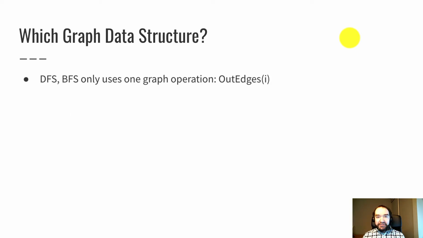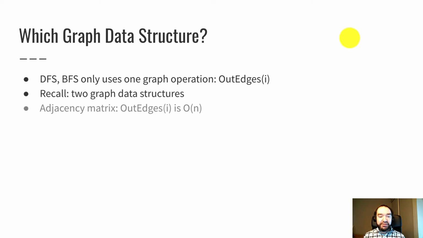Also a note on the graph data structure for G, the graph. Depth first search and breadth first search only use one graph operation, which is the out edges operation. Out edges of I is given a vertex index I, and it gives a vector or list of all of the outgoing edges originating at I. Remember that we studied two graph data structures: the adjacency matrix and the adjacency list.